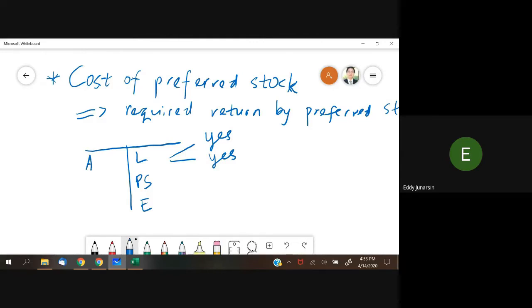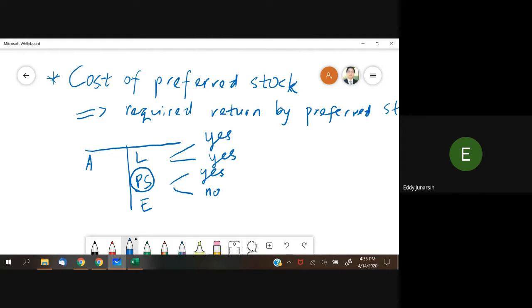So what about the common equity? Oh no, I'll start with the preferred equity, the preferred stock, right? So are we obliged to pay preferred dividend? Yes, the answer is yes. We are obliged to pay the preferred dividend. But the second question is, are we required to pay the preferred dividend on time? The answer is no. So we could defer the preferred dividend payment.